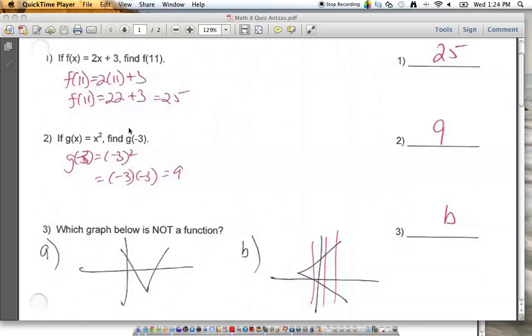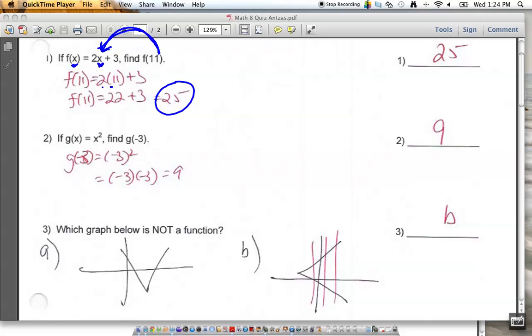So what I do is I just take the input and put it in for x. This x stands for any old input. This means, no matter what input I give you, you take 2 times that input and add 3. I say f of x equals 2x plus 3, but what I really mean is this: f takes the input, multiplies the input by 2, and then adds 3. So if I give it an 11, that means 2 times 11 plus 3. What's 2 times 11? 22. Plus 3? 25. So the answer to the first one is 25.